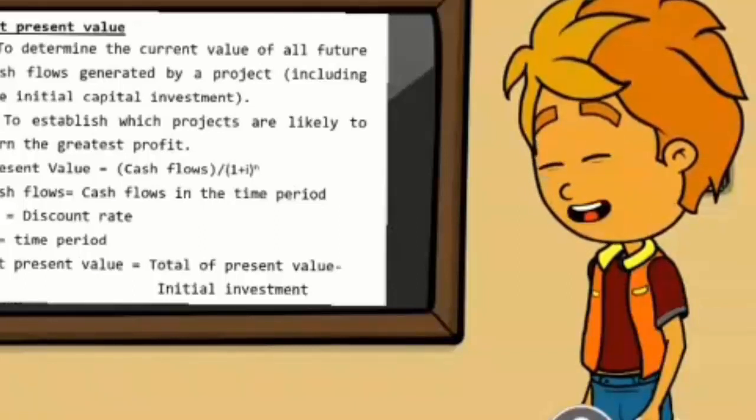So net present value is the total of present values minus the initial investment. If you consider two projects, you finally have to evaluate the net present value. Whichever gives the maximum value with the support of the formula, you have to choose that particular project.